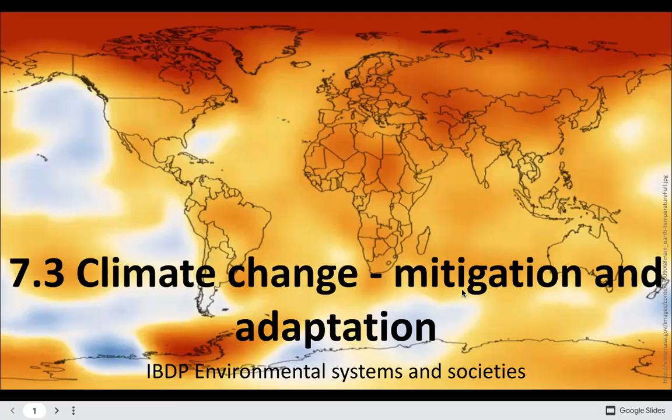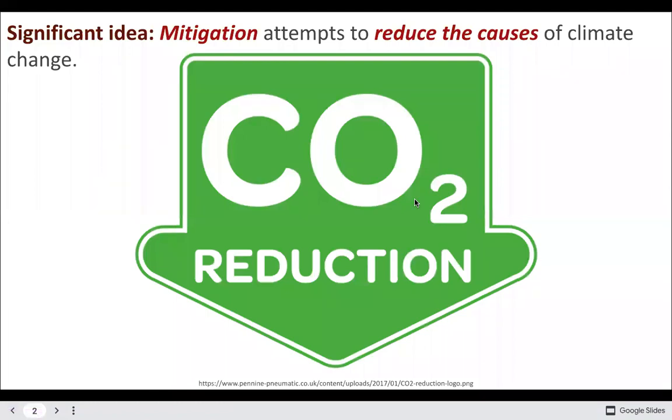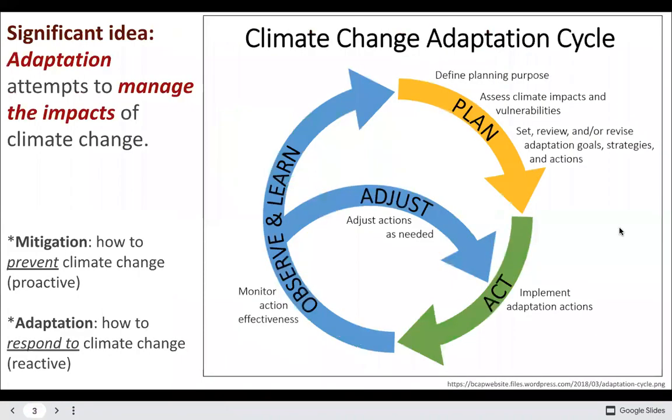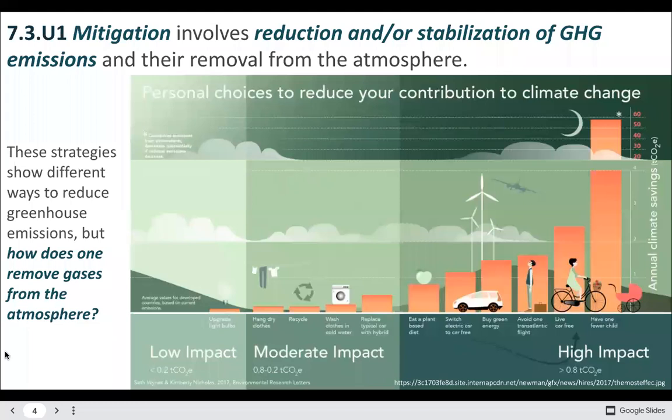Okay, 7.3 is climate change mitigation and adaptation. So the idea of mitigating is trying to prevent or reduce the cost of climate change, aka get rid of greenhouse gases. Adaptation is the idea of managing the impacts, adjusting our life to deal with the impacts of climate change. Mitigation is how to prevent, which is proactive, and adaptation is how we respond to climate change, which is reactive.